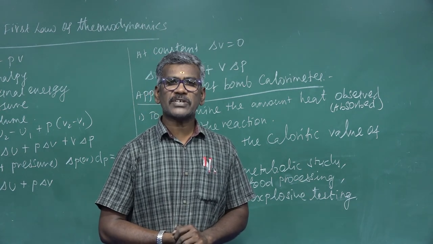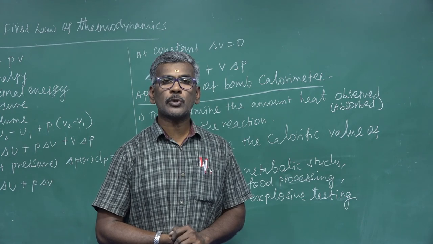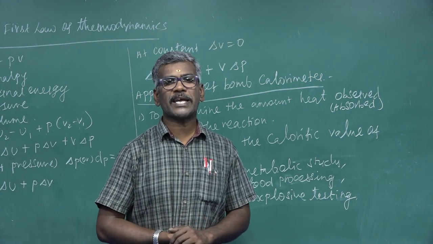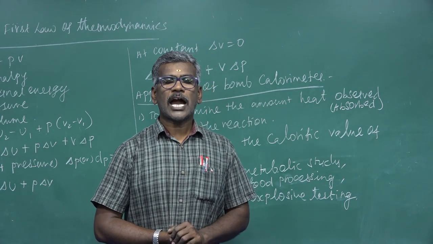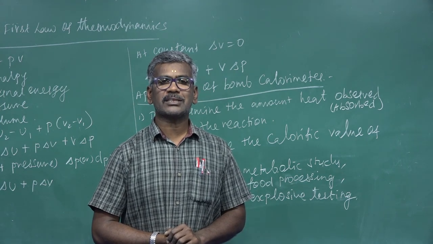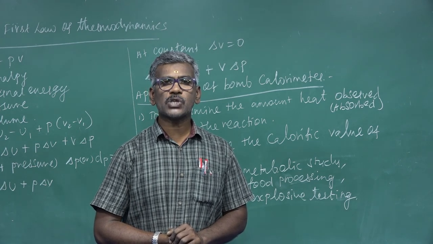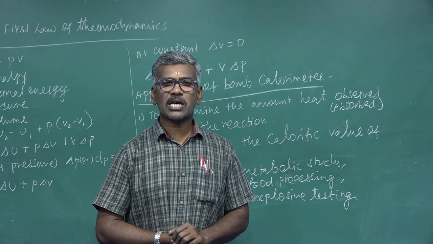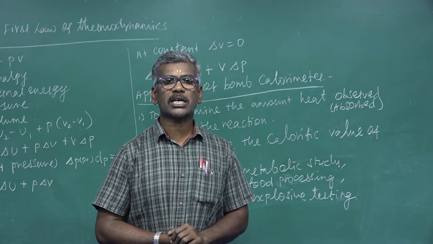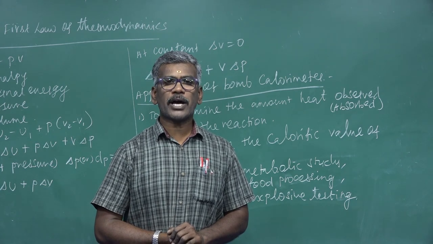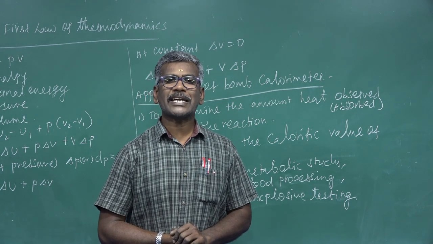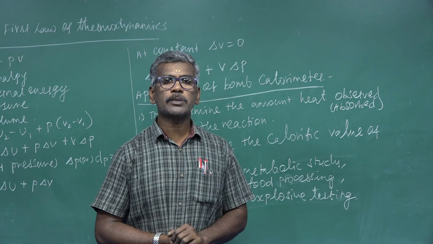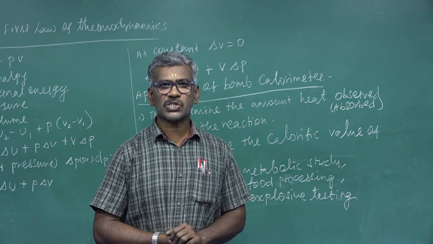Another one, according to the first law, H should be equal to U plus PV. This explains what happens at a constant pressure and at a constant volume. Another point is the application of bomb calorimeter. There are three types of application. First, to determine the amount of heat absorbed during the combustion reaction. Next, to determine the calorific values of food. Third, in many industrial processes, we can measure metabolic study. Another one is food processing and explosive testing.